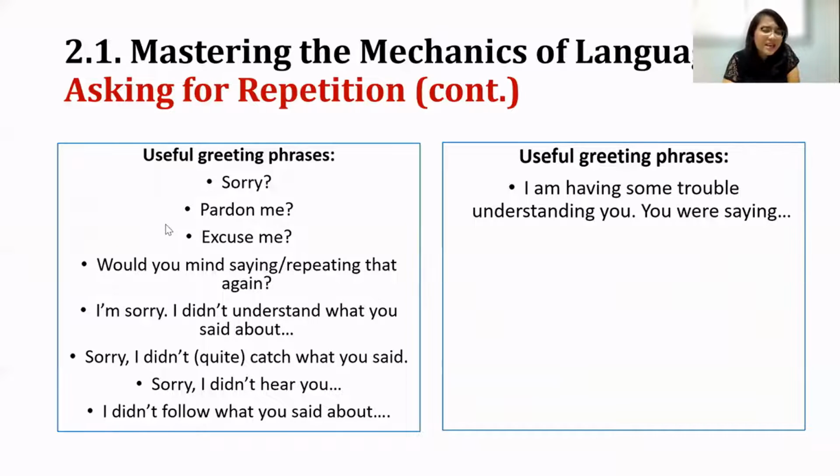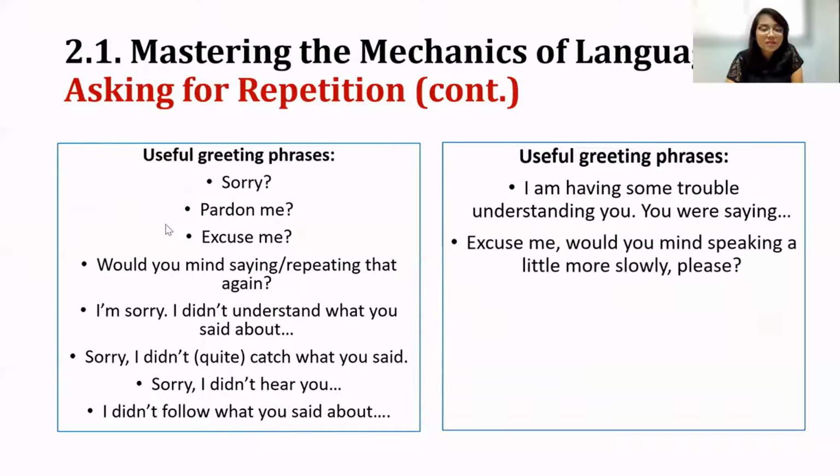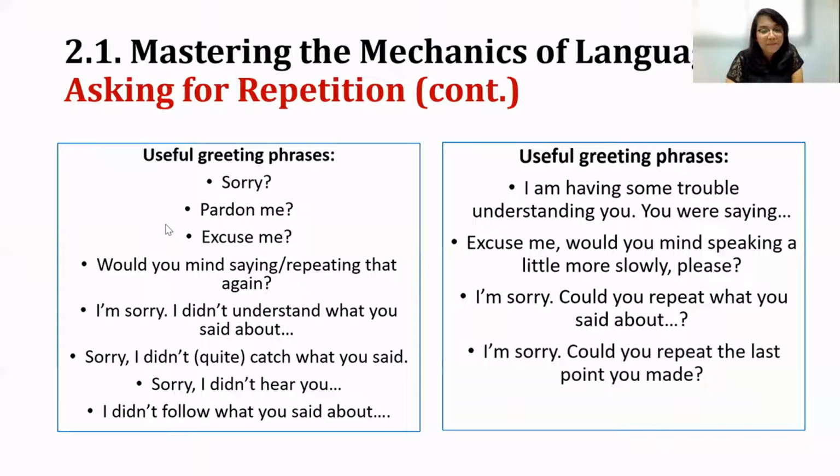You were saying, excuse me, would you mind speaking a little more slowly, please? So it's a repetition because our speaking partner talked too fast. I'm sorry, could you repeat what you said about? I'm sorry, could you repeat the last point you made? So those are the examples of phrases that we can use to ask for repetitions.